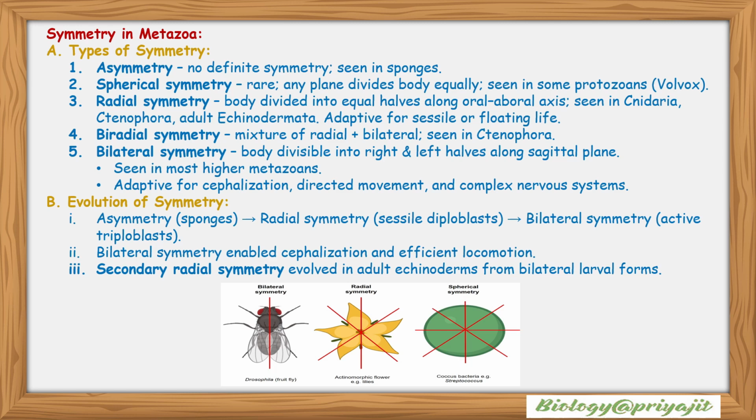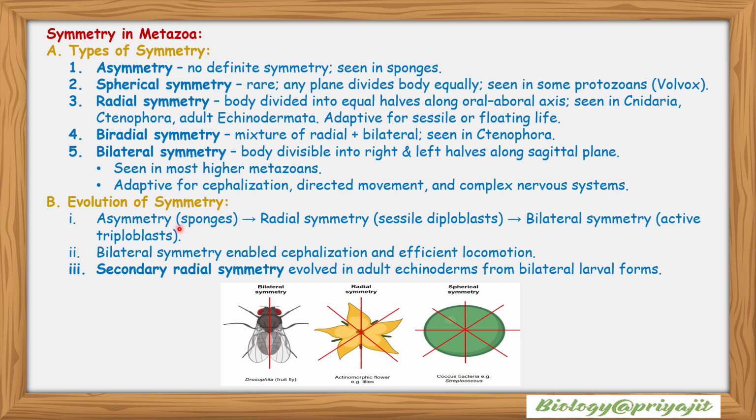Biradial symmetry, that is a mixture of radial and bilateral, is seen in Ctenophora. Bilateral symmetry means the body can be divided into right and left halves along the sagittal plane, seen in most higher metazoans. They are adaptive for cephalization, directed movement, and a complex nervous system.